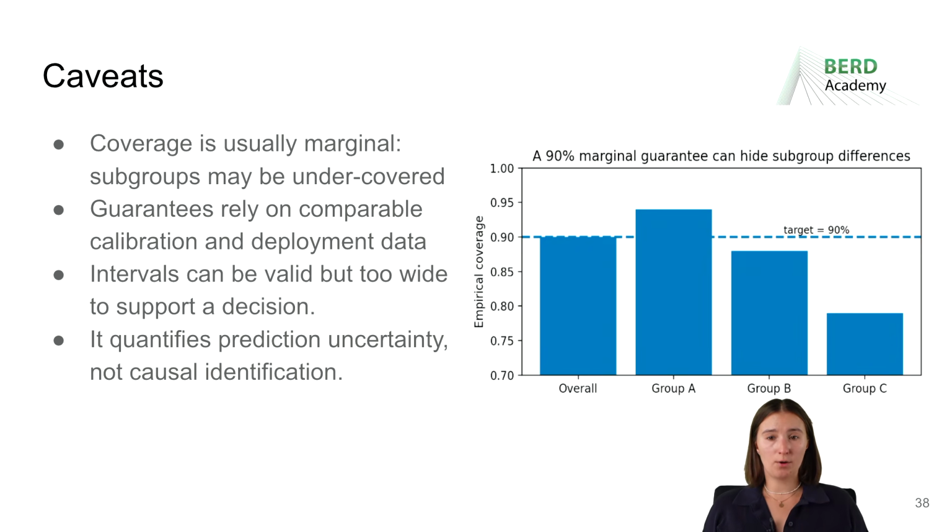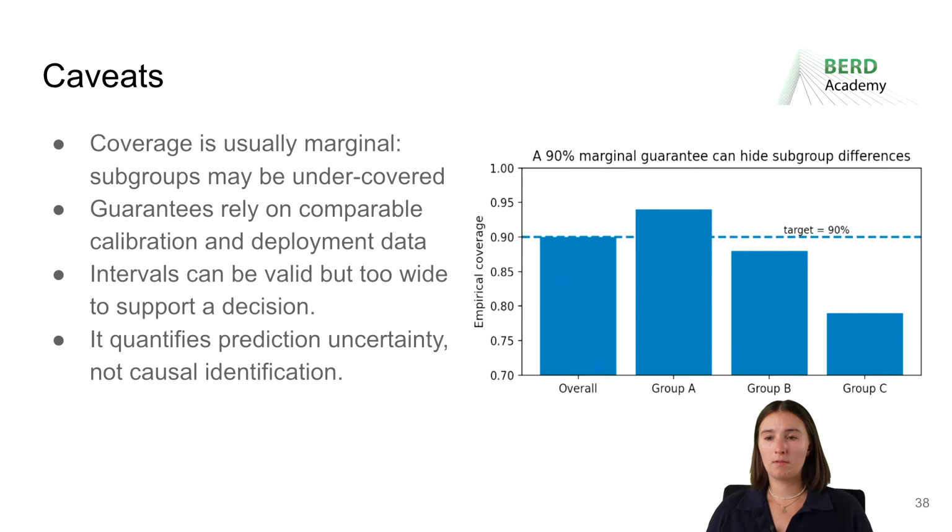Those guarantees rely only on comparable calibration and deployment data. So it's very important that we understand what this exchangeability assumption means. I mean, it's not too high of an assumption, but still, if you apply your model in a very different setting and you don't have this exchangeability anymore, then obviously the method fails.